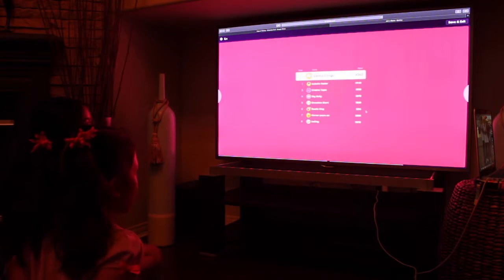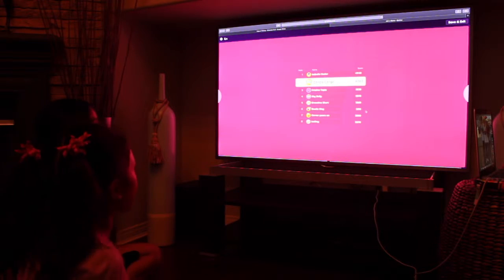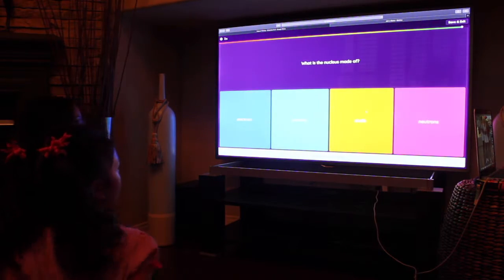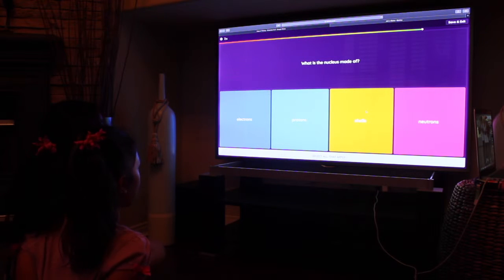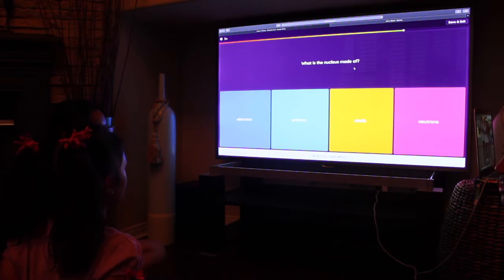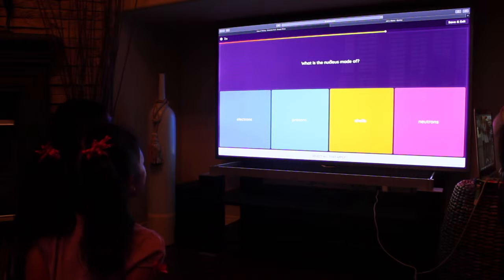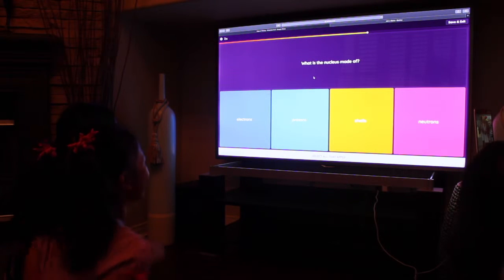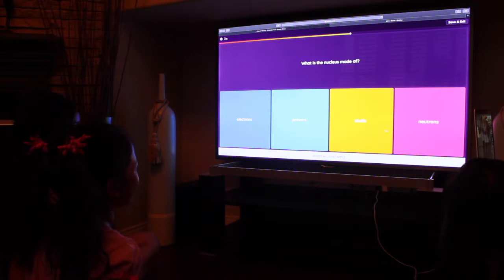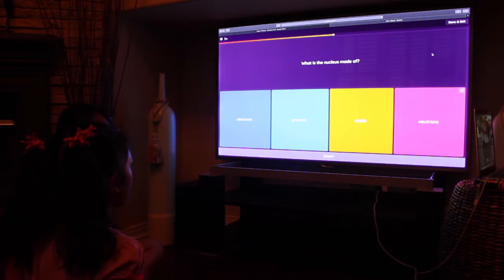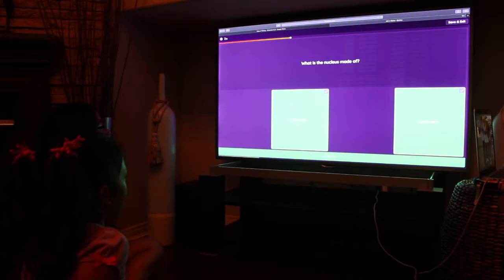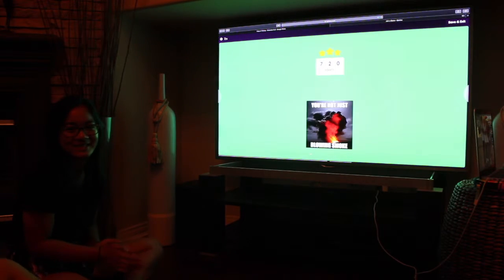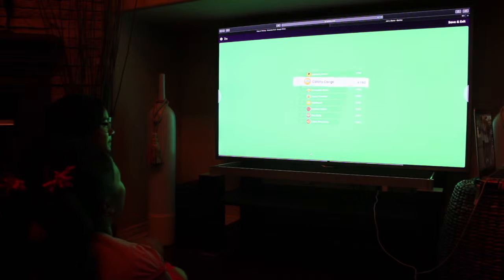We were in first place earlier. Okay, we can go back. What is the nucleus made of? You can select more than one. So what do you think first? Neutron. Okay. What's the other one? One more. Proton. Yes. Yay! We're back in first.